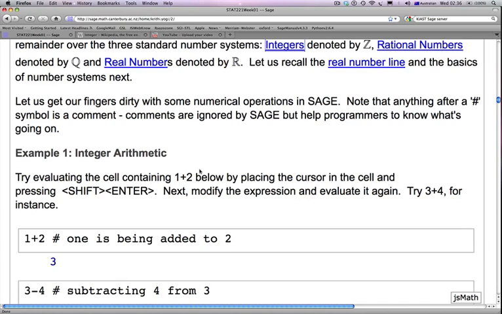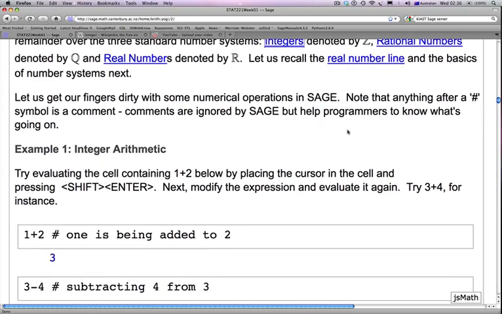So let's get our fingers dirty with some numerical operations in Sage. Before we proceed, note that anything after the pound key or the hash key symbol is a comment. Everything following this hash key is a comment, and it's ignored by Sage. Comments help programmers to know what's going on.